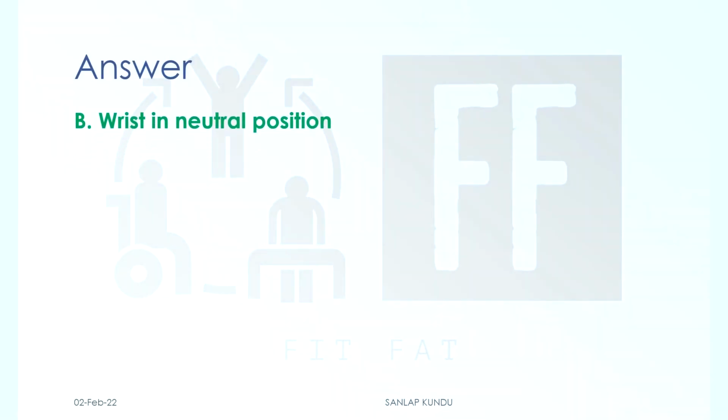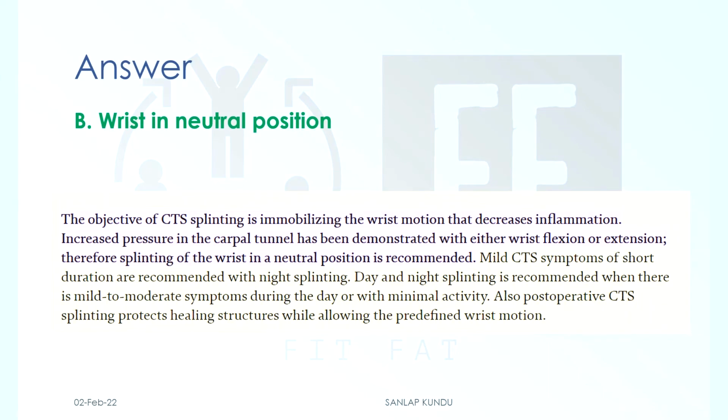Okay, so the correct answer of this question is option B, that is wrist in neutral position. The goal of splinting in CTS is to prevent inflammation. So splinting in wrist, in flexion or extension, will increase the pressure in the carpal tunnel, which in turn will increase the inflammation process. So the desired position of splinting is always in wrist neutral position. You can get the link of this article in the description box below.